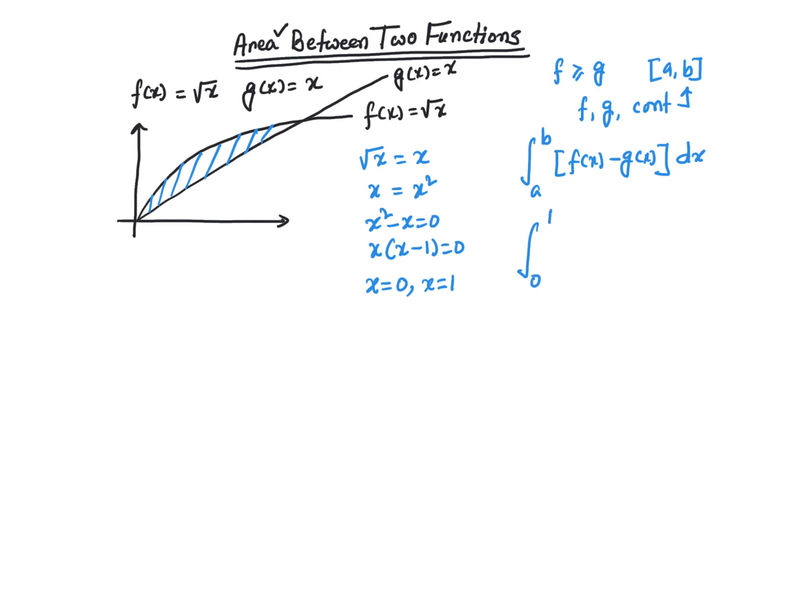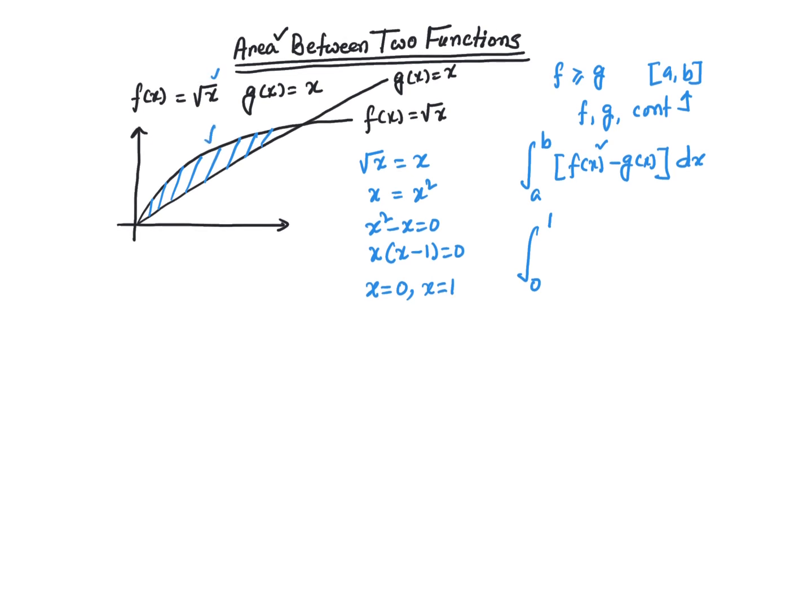So now which function is bigger? f of x is the bigger function, which is the square root of x. This one. So it's going to be square root of x minus g of x, which is just x. I'm going to integrate it with respect to x in that interval. By the way, in this interval only square root of x is bigger. After that, y is equal to x, or the straight line, takes off.